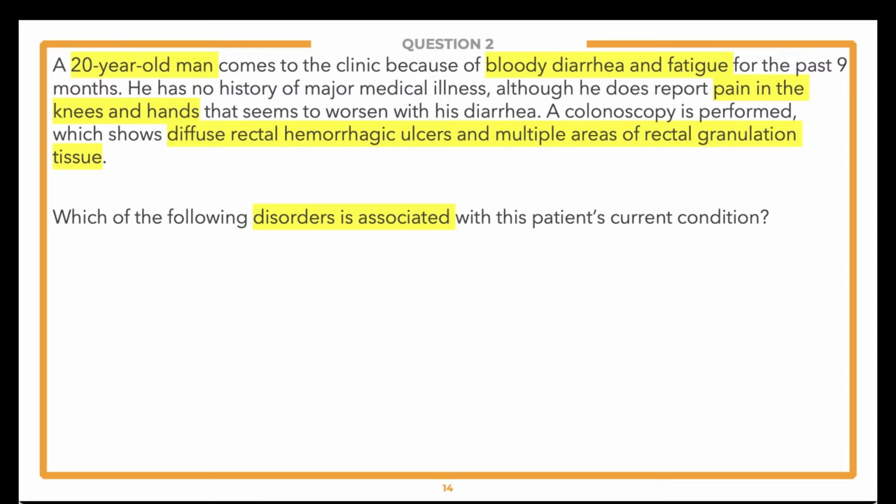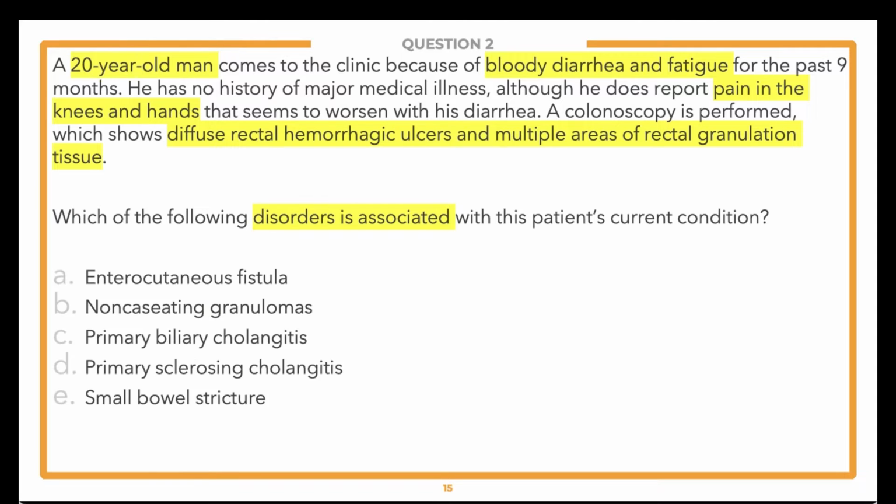And he has diffuse rectal hemorrhagic ulcers and multiple areas of rectal granulation tissue. Oh, that is what tells you the diagnosis. Everything before that kind of hints at it, but really when you see diffuse rectal hemorrhagic ulcers and multiple areas of rectal granulation tissue, you should be thinking of this diagnosis. And the associated disorder with that diagnosis is what this question is asking. So let's look at the options and try to make that connection.